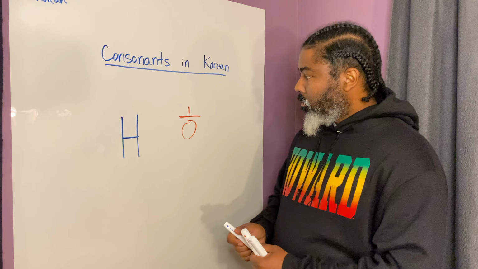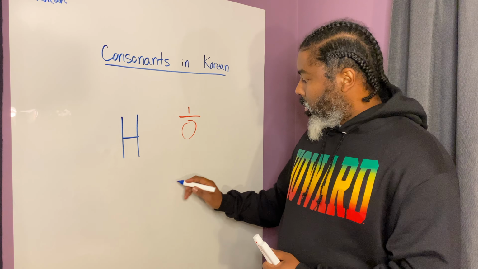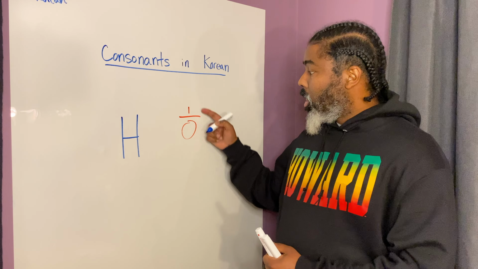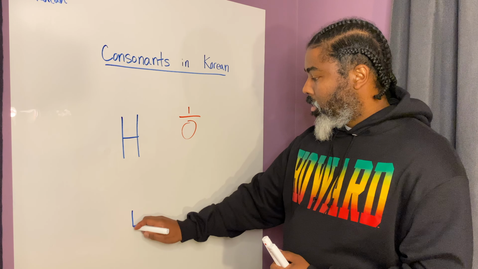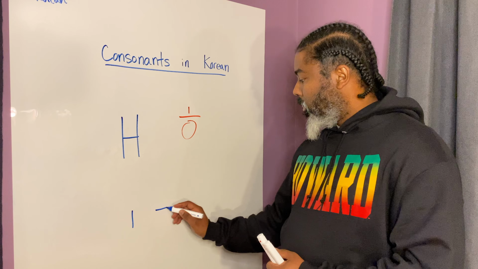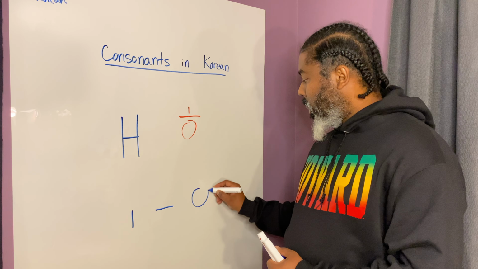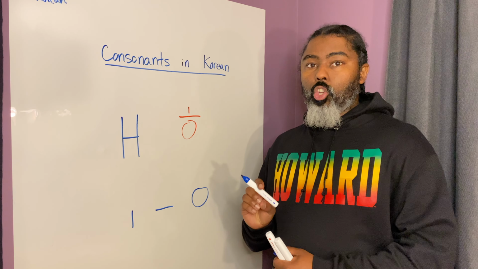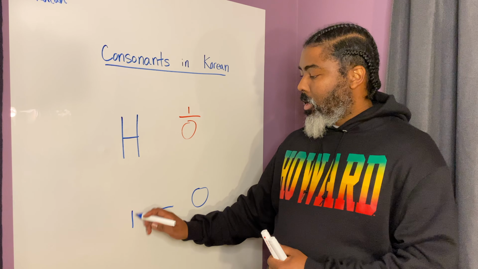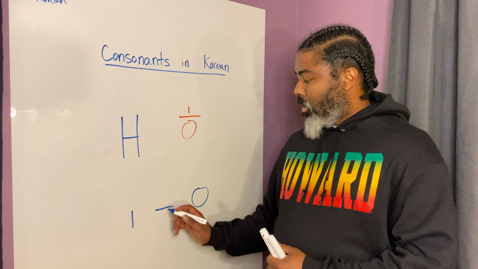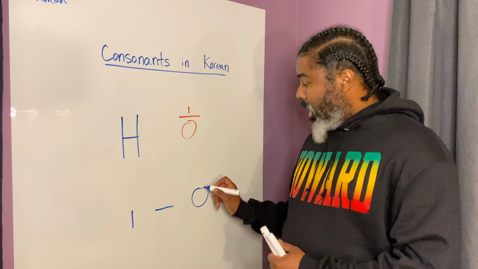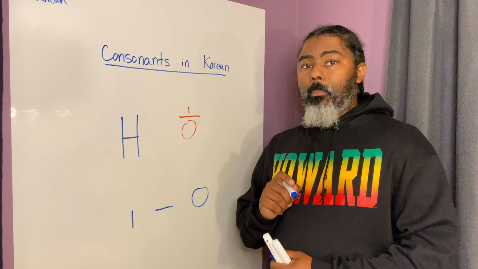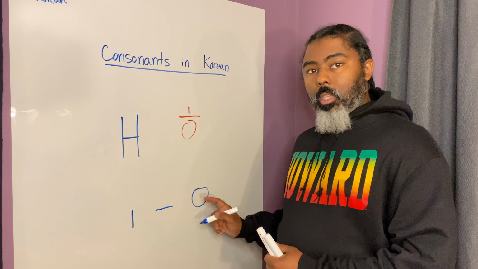Now, what I will say is that each component of this letter here, that line there, this line here, and this line here, these are all fundamental lines in Korean. This line here represents something. This line here represents something else, and this circle here represents something else. I will leave it to your imagination to guess what each of these symbols means.